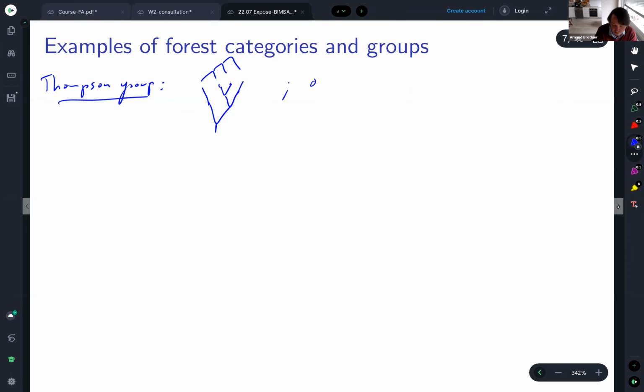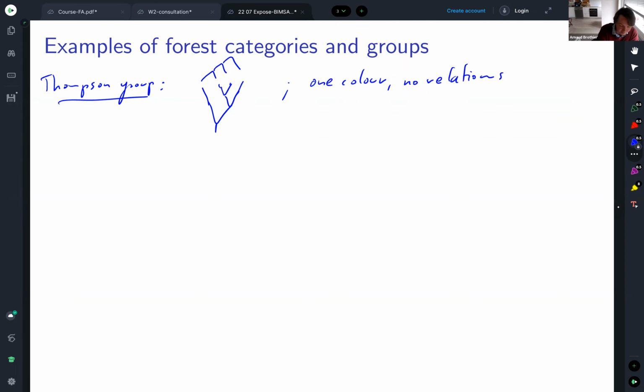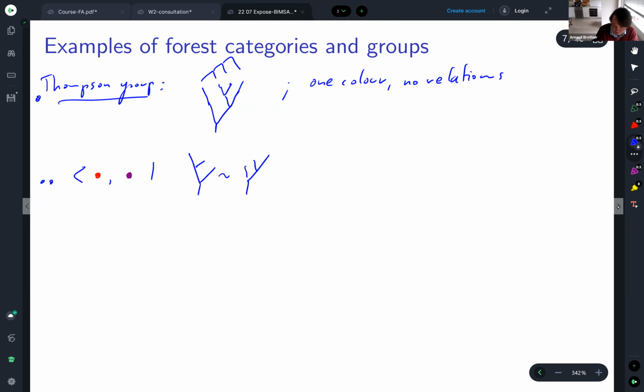And so the way you build it is that you have one color and you have no relation. So there is no skein relation here. Okay, fair enough. Now I'm going to do something a bit more in the spirit, a bit deeper, as a generalization. I'm going to put two colors. And the unique relation that I'm going to put is this one. It's the same that I did before. So you're going to declare that this is the same as that.